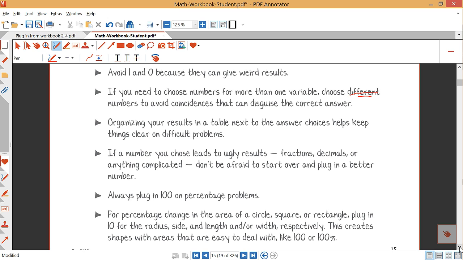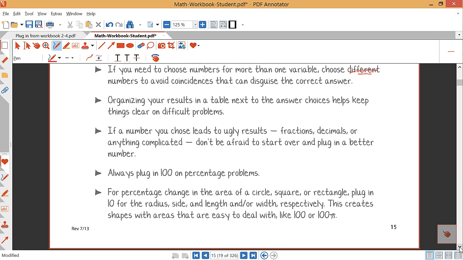For percentage problems, always plug in 100 because 100% is the easiest thing to deal with when you're thinking about adding and subtracting by percents. And for a percentage change in the area of a circle, square, or rectangle, plug in 10 for the radius, side, or length, because you want nice, easy areas to deal with, like 100 or 100 pi.